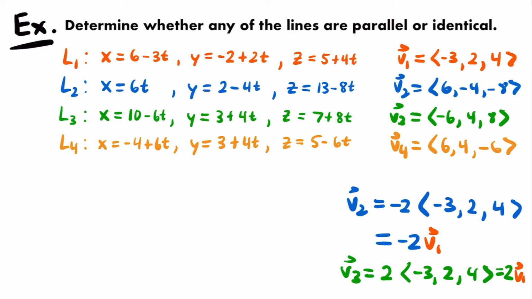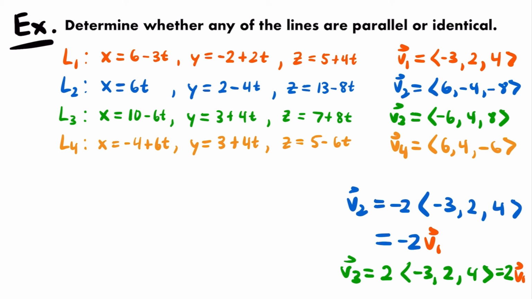And so that's what we're going to work on next here. In order to check if any of these lines are identical, what we have to do is to see if there's a point on line 1 that is also on lines 2 and 3. All right, and so here's how we're going to go about that.